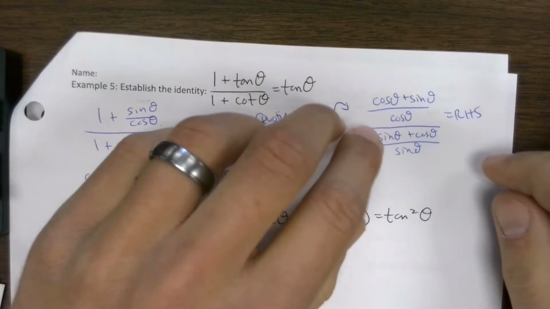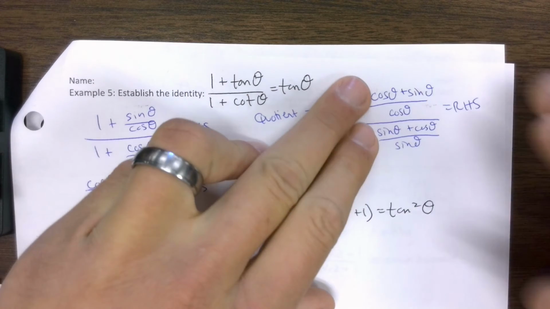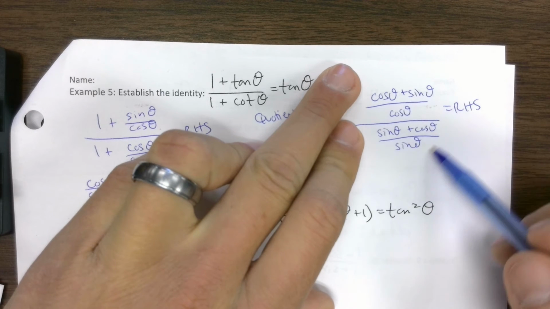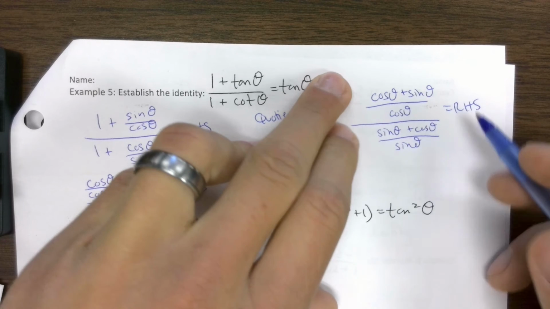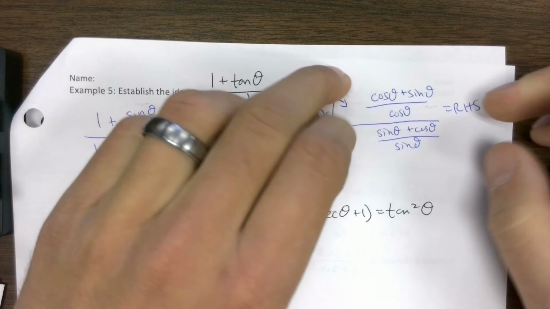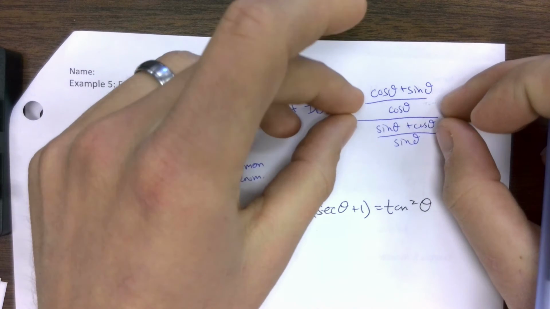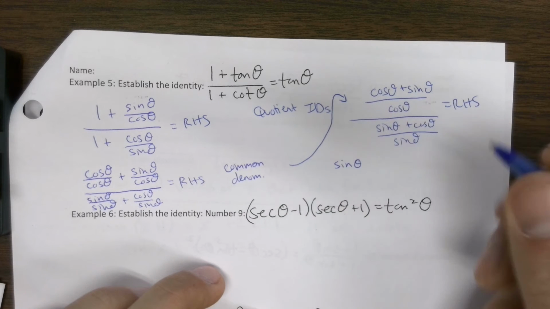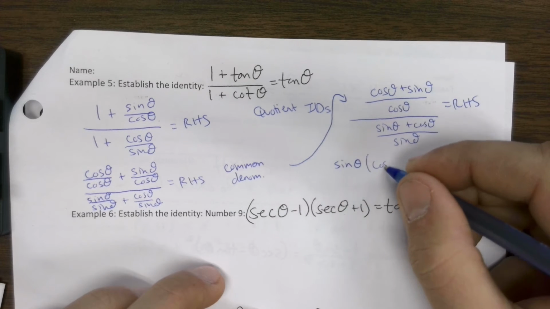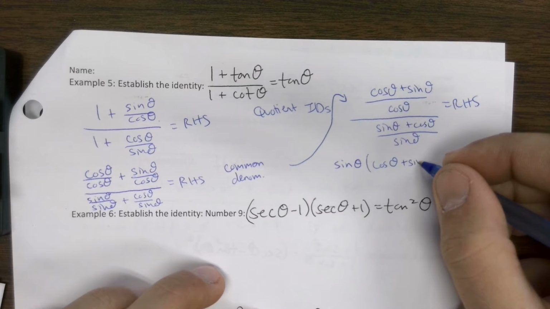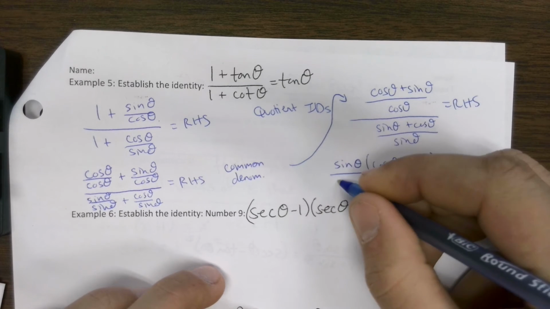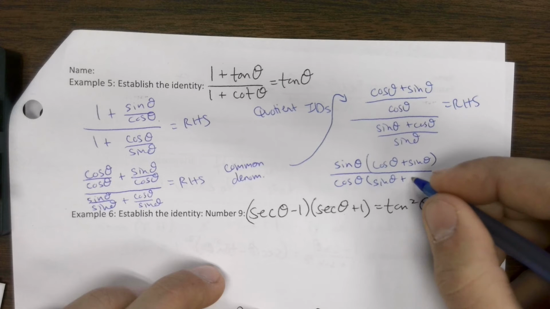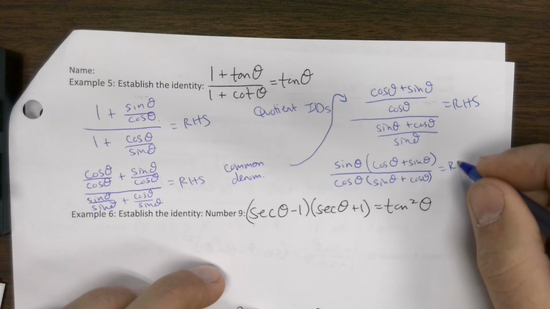So now I'm going to sandwich these. Well, I call it the sandwich technique. You might call it multiplying by the reciprocal of the denominator, which is a mouthful, but I just call it the sandwich. So I'm going to multiply the top and bottom together and the insides. So I get sine theta times cosine theta plus sine theta over cosine theta times sine theta plus cosine theta equals the right hand side.